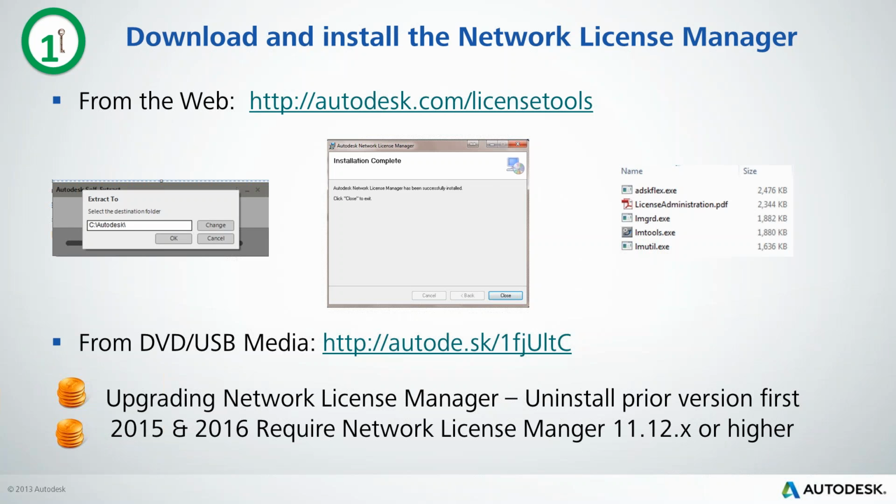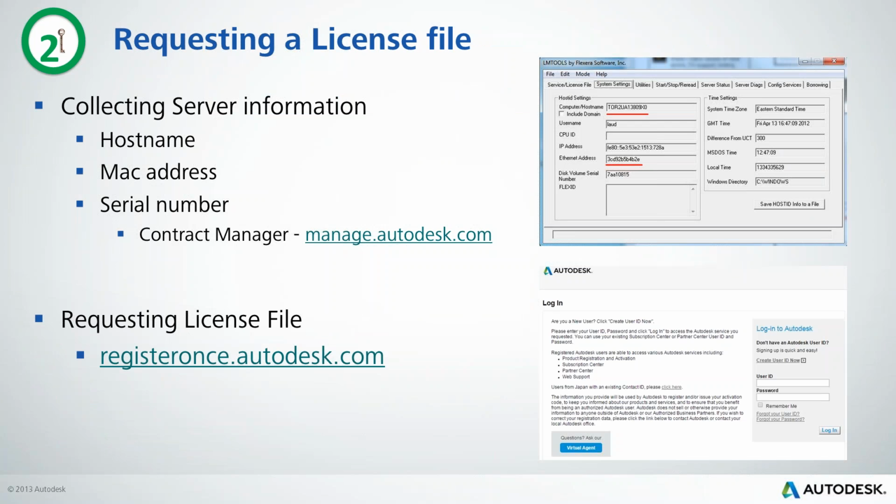So 2 places you can download it from: our website or from the installation media. Second, you need to request a license file. The easiest way for you to do that is you can contact us. You can contact our research and activation department. We also have a registeronce.autodesk.com website where you can go and generate the license file yourself.